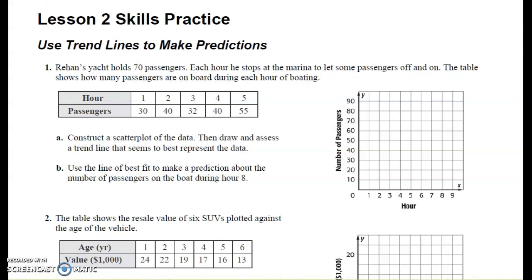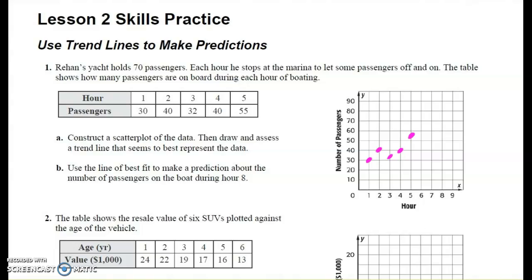Hello, so today we are going to use a trend line to make predictions. I'm going to start by first doing it by hand, and then I'm going to show you how to do it with a calculator. So first thing I'm going to do is plot these points. 1 hour is 30 passengers, 2 hours is 40 passengers, 3 hours is 32 passengers, 4 hours is 40 passengers, 5 hours is 55 passengers.